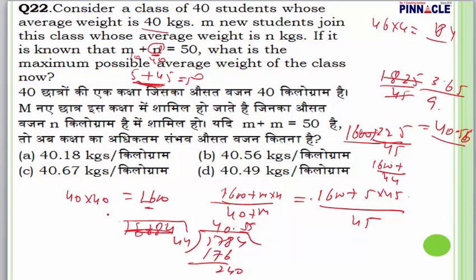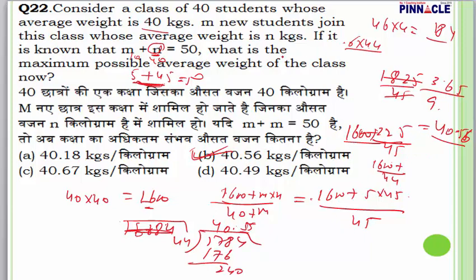And if you again take instead of 4, you can take 6 and 44, and if you add this to 1600 divided by 40 plus 6, then you will still find that it is not making 40.56, it will be less. So the highest would be in the middle, and the answer would be B. You can solve by hit and trial, according to the options also.